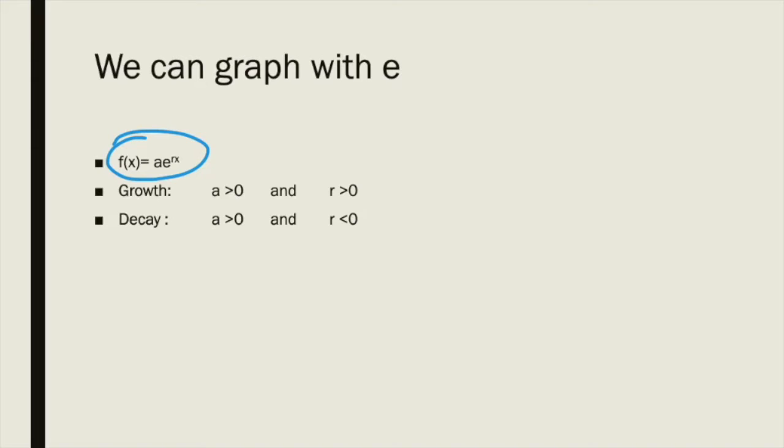The A value will always be positive. Okay. Again, A is your y-intercept, and R is positive for growth, and R is negative for decay.